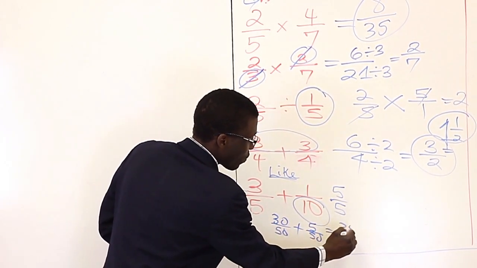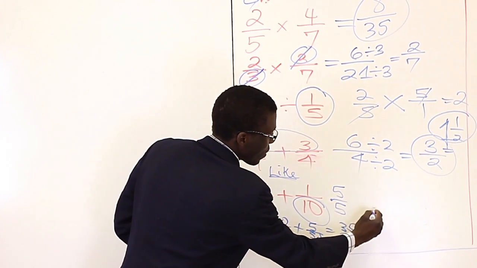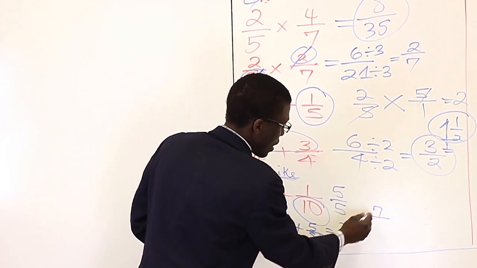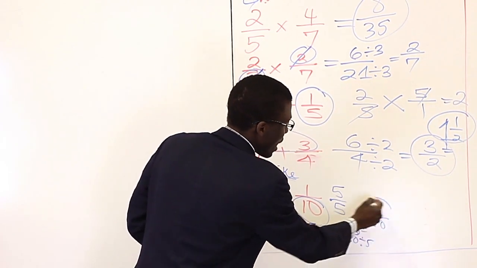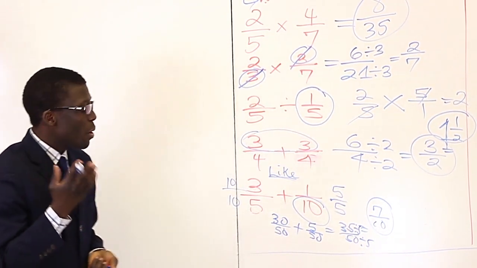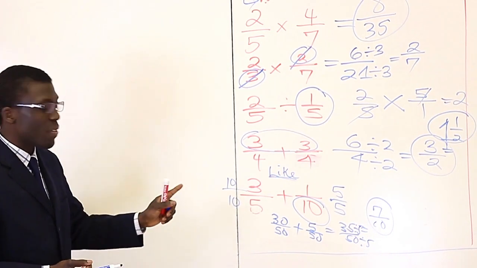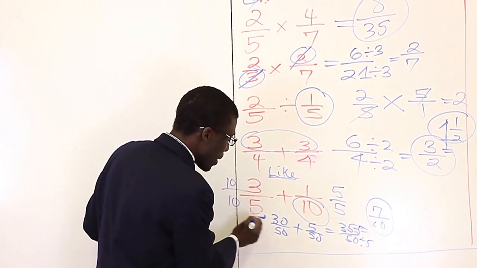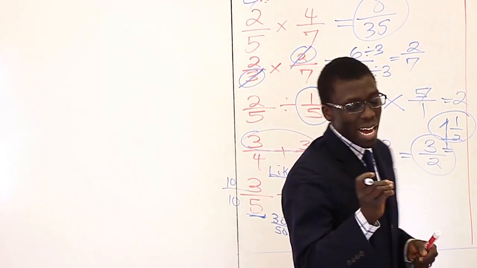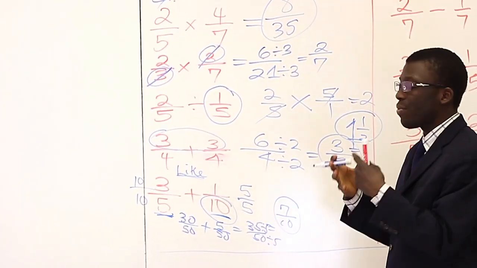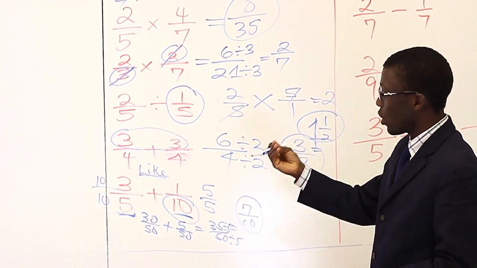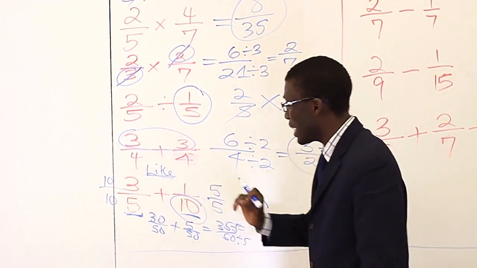So then I have 35 over 50, which is the same thing as 7 over, if we divide this by 5, you get 7. Divide this by 5, you get 10. That's 7 over 10. But what if I used the lowest common denominator? Well, what is the lowest number possible that allows both 10 and 5 to go into it? The answer is 10. 10 is the lowest common multiple of 5 and 10.